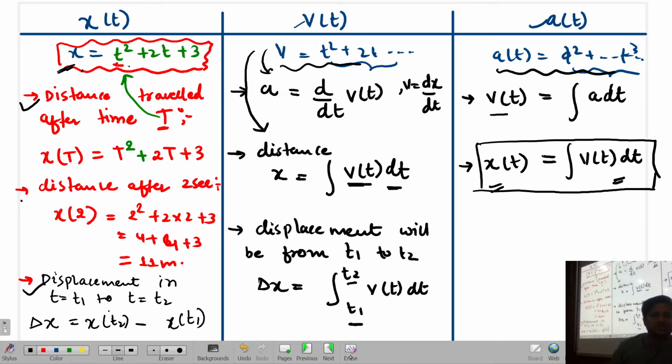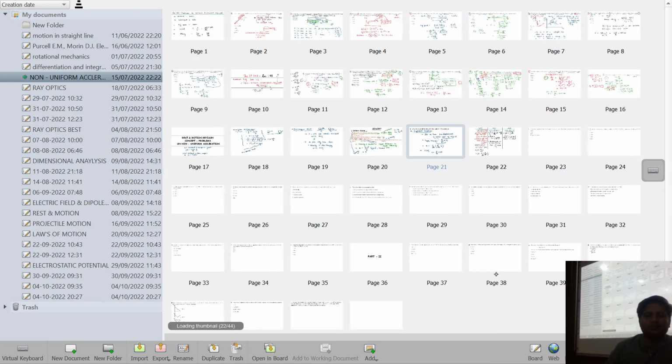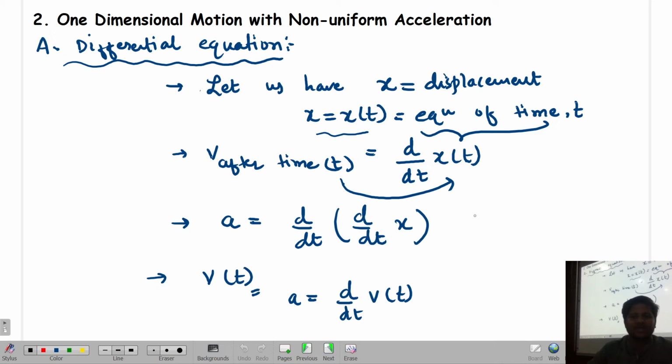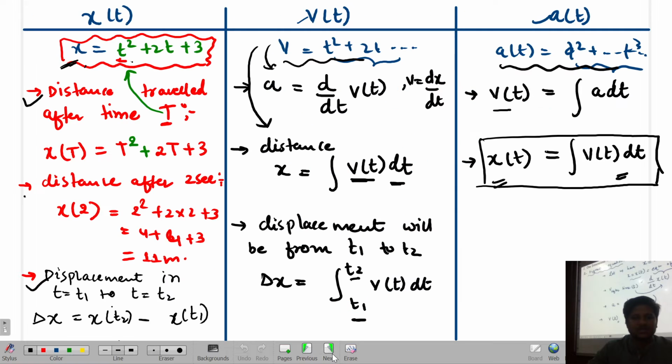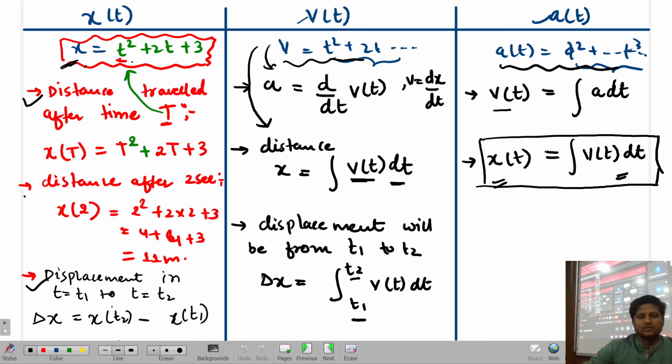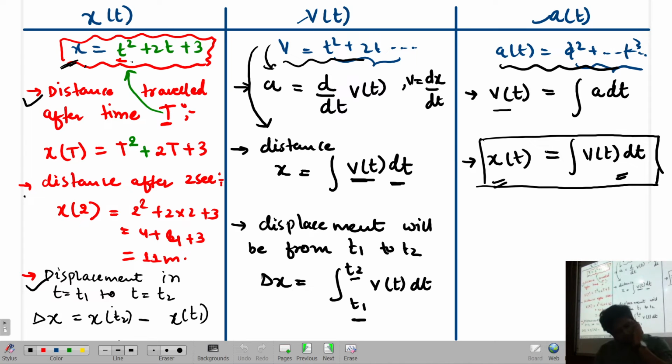Understood or not? So these are the basic formulas which apply in all of these non-uniform cases. Nothing extra will be there. Again, I'm saying there is nothing extra over here. These are the formulas which I'm going to utilize. Is it clear or not? Yes, sir.